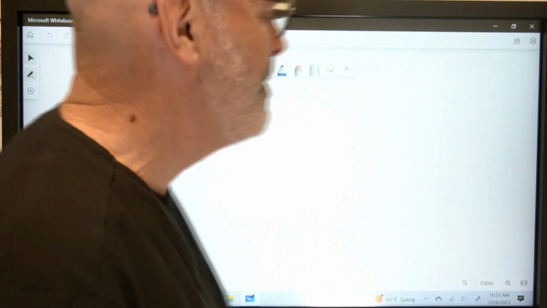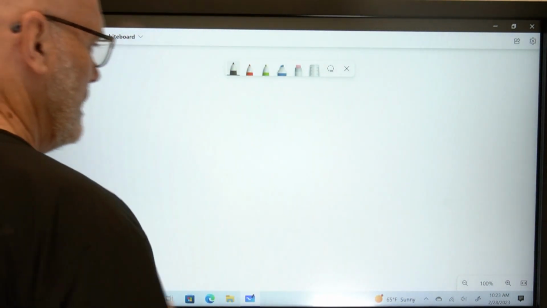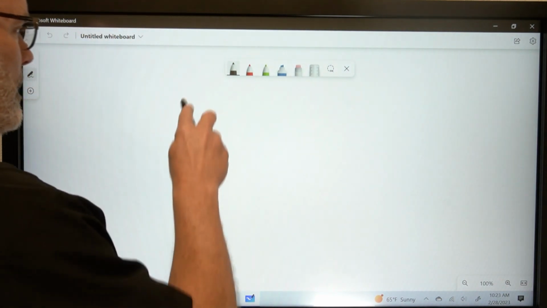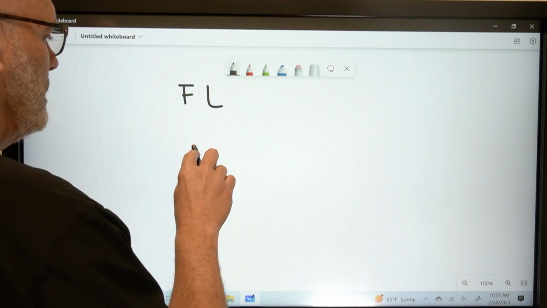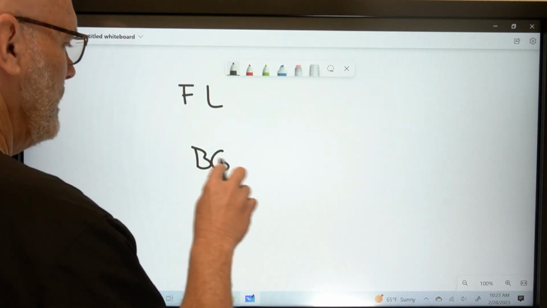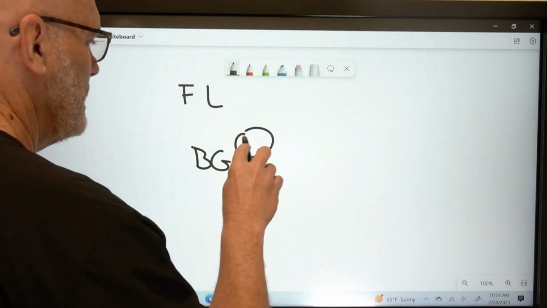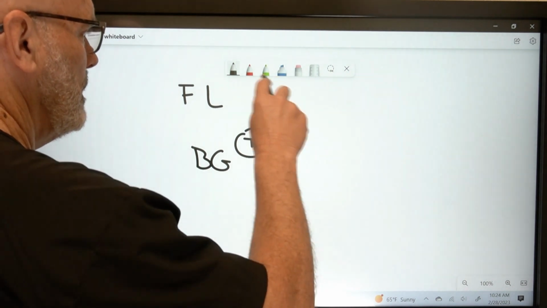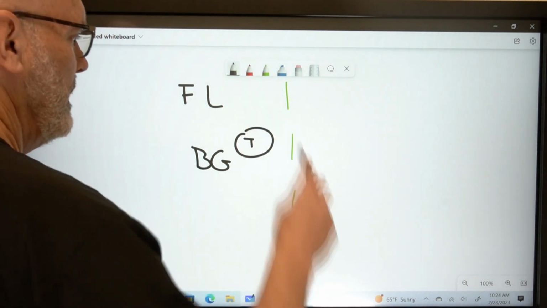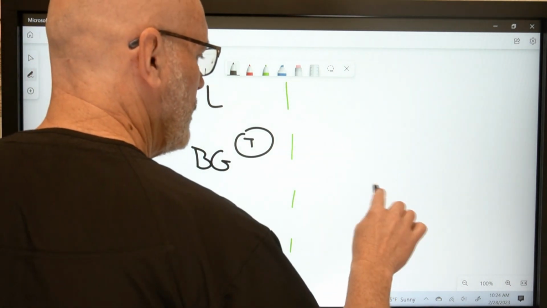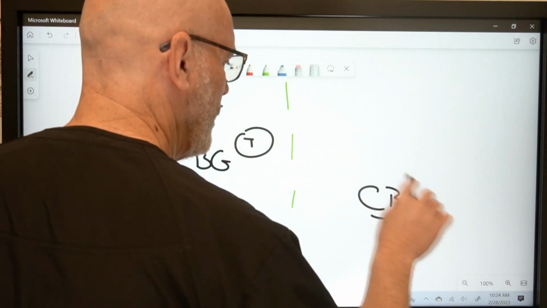I'm going to use a lady that came in yesterday. So we have our frontal lobe. Ipsilateral to the frontal lobe is our basal ganglion. Then we have our thalamus, I'll just put a T here. This is going to be our midline right here, and contralateral to that we have our cerebellum.